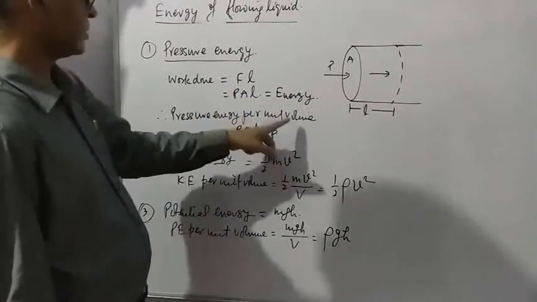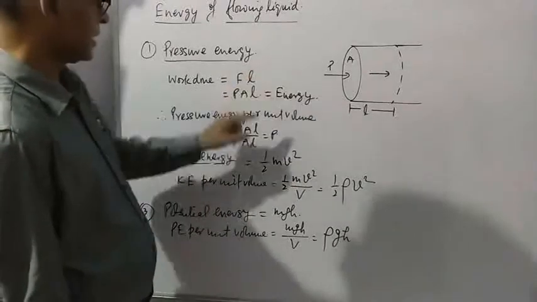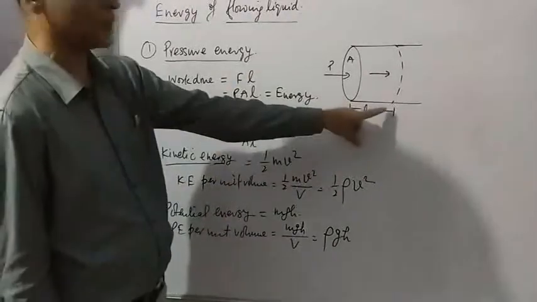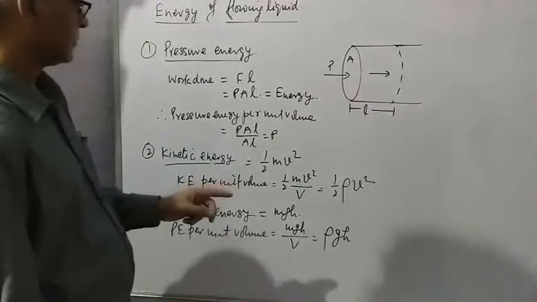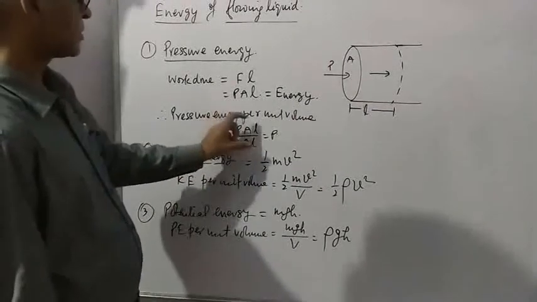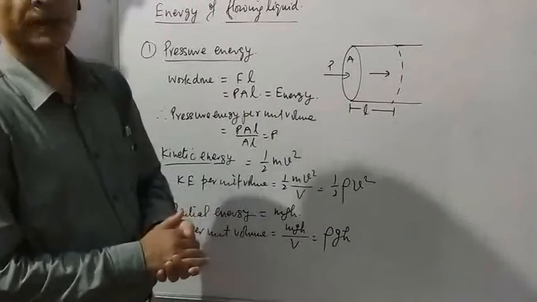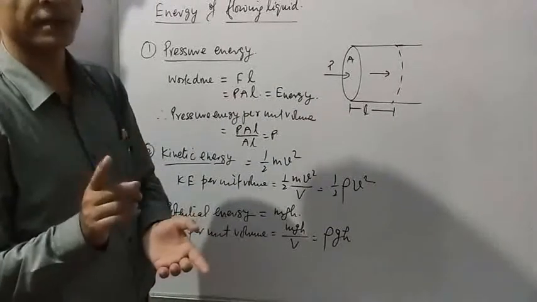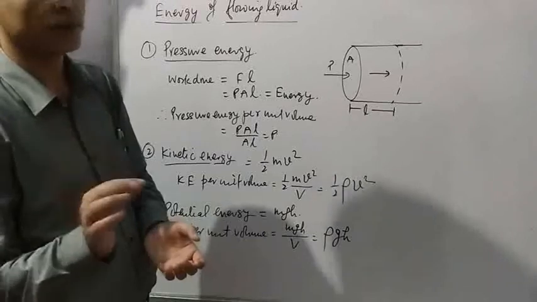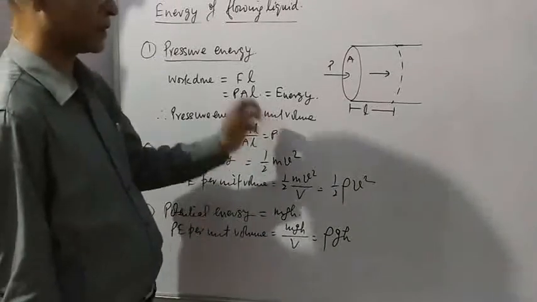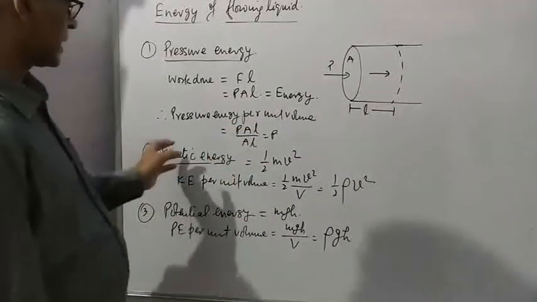Energy per unit volume is total energy divided by volume. Volume is A into L. So it comes out to be P, which means pressure energy of flowing liquid per unit volume. Please keep in mind we are finding energy per unit volume, which is equal to pressure. Second, kinetic energy.